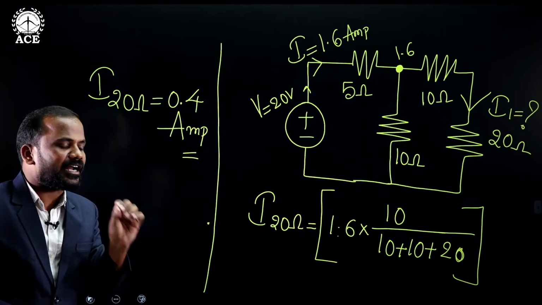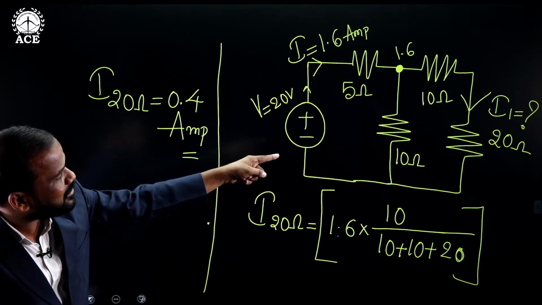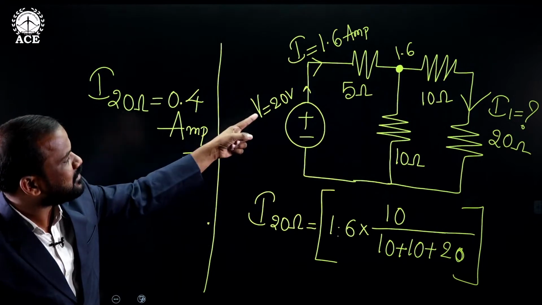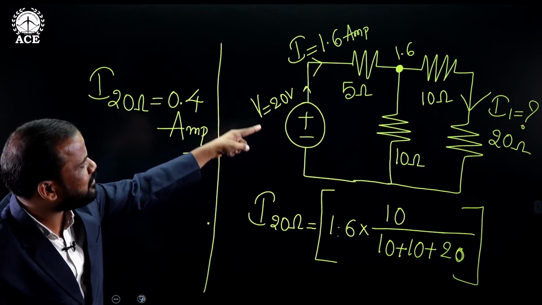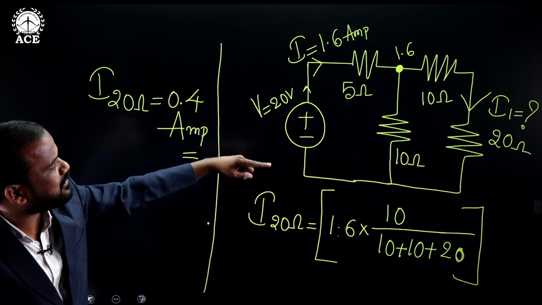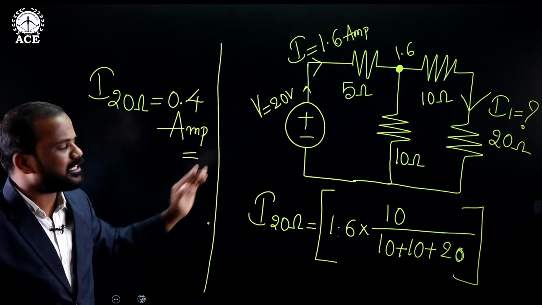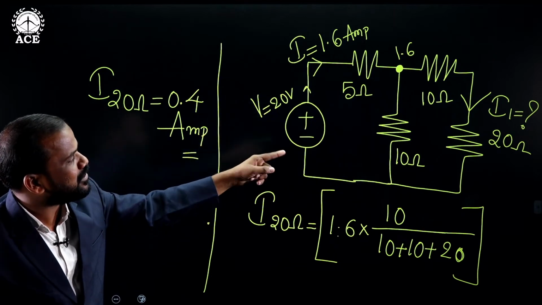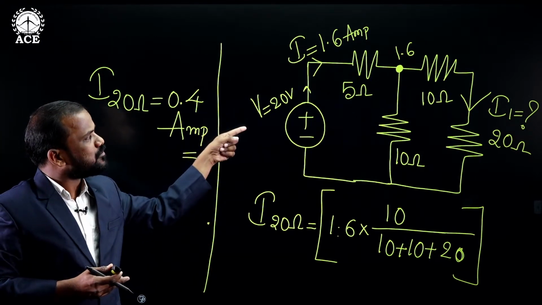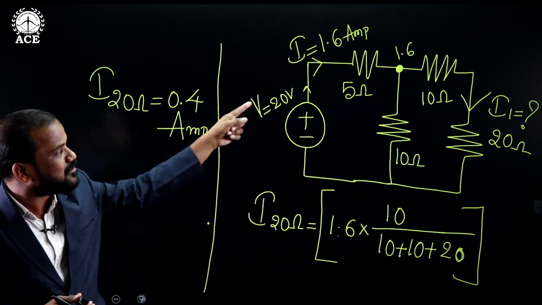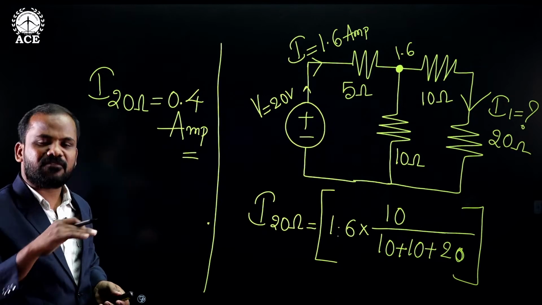Why? Because current always chooses the low resistance path. Compared to this 10 ohms, that particular branch consists of 30 ohms. So whenever the resistance is more in a branch, less current will flow. Whenever the value of 10 is less compared to the combination in that branch, that is the reason why 1.2 ampere is flowing in the 10 ohms and 0.4 ampere is flowing in that particular combination. Now we found that when the 20 volt voltage source is acting alone, the current flowing through the 20 ohms is 0.4 amperes. Now case number 1 is completed.